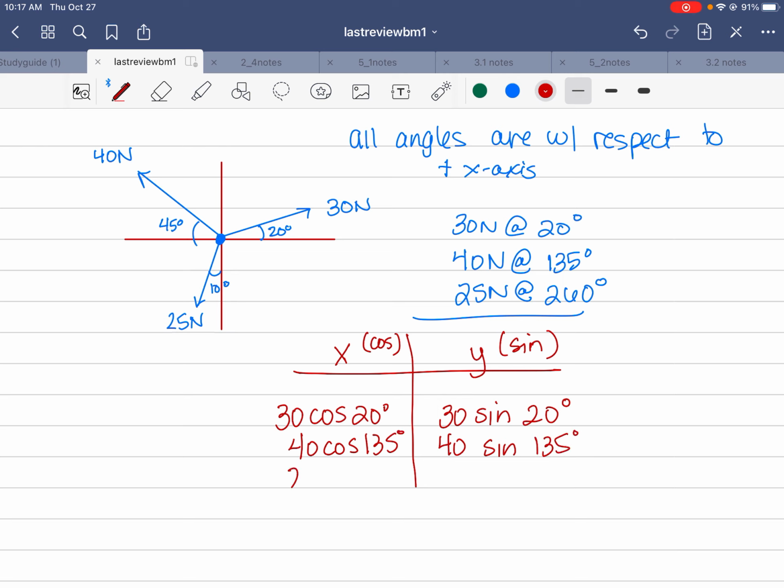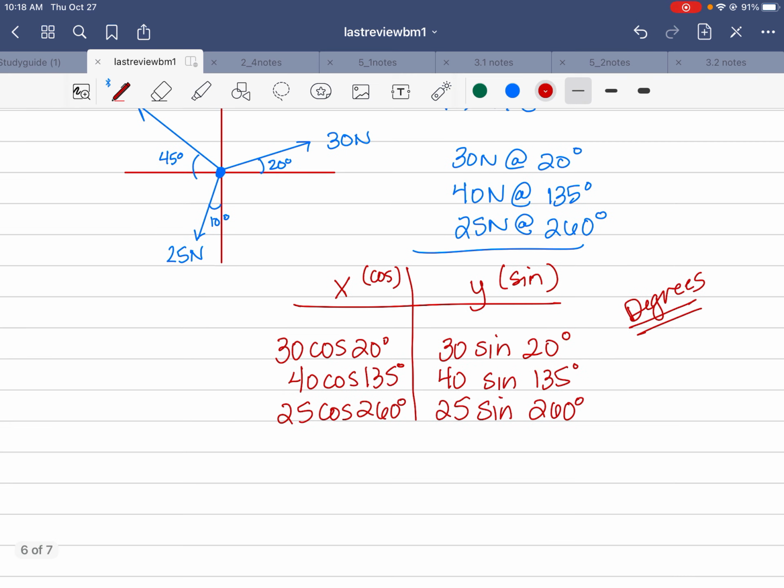And then my next one is 25 newtons. 25 is all I need. So 25 cosine of 260 and 25 sine of 260 degrees. So do make sure that your calculator is in degrees, right? When we do vectors, it has to be in degrees. This is not a radians or unit circle type of situation.